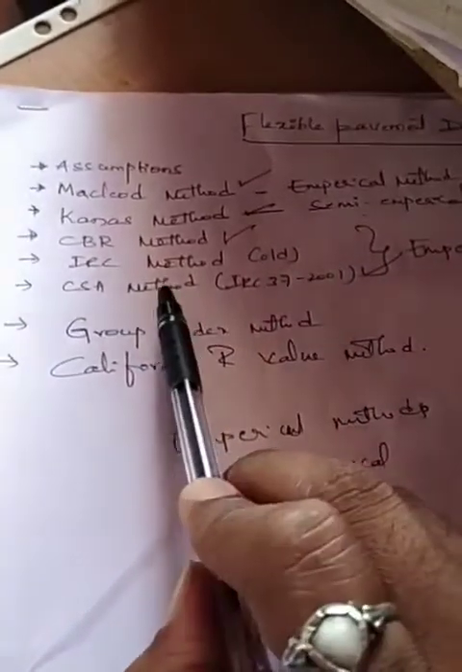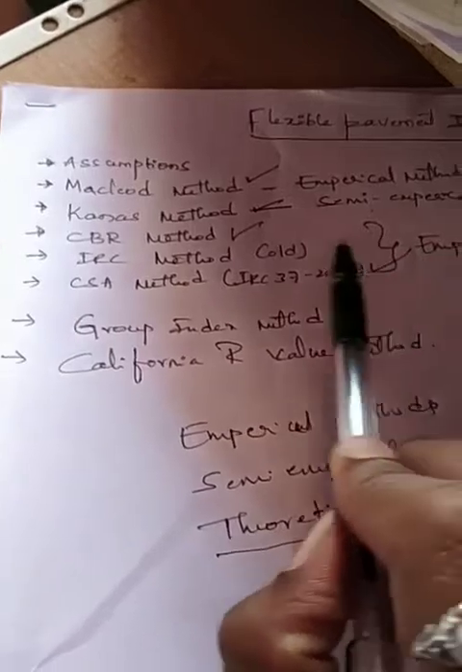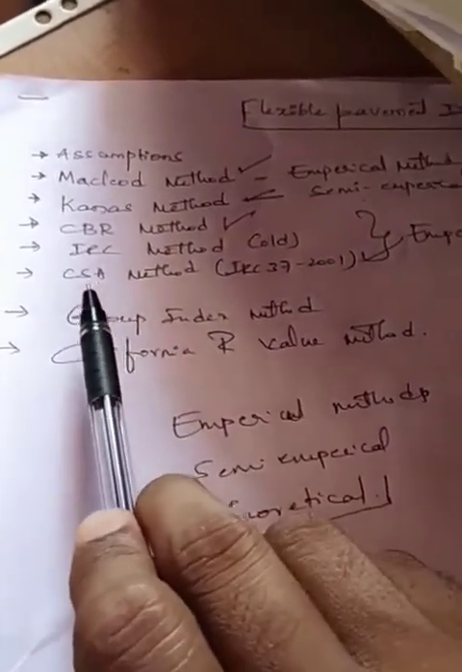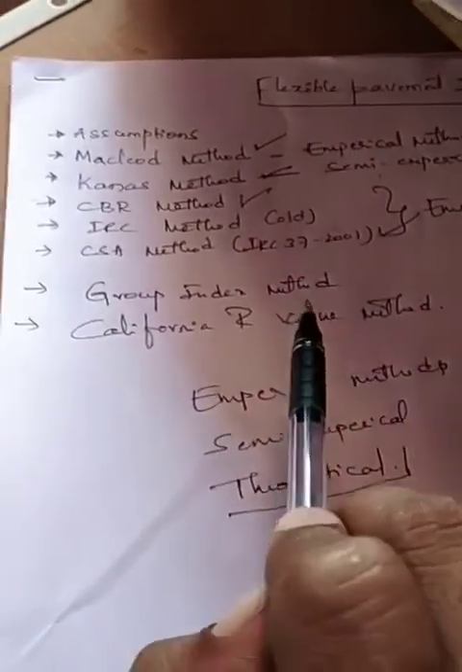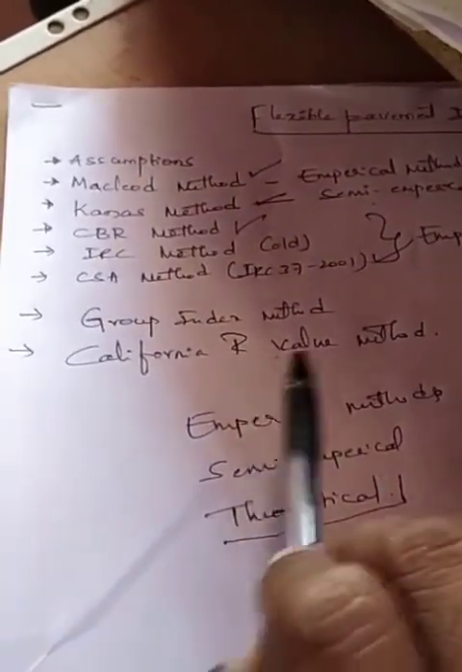Then we have the IRC method. With the help of IRC 37, we will be using it as a code of reference. Then we have the CSA method. These are the 5 methods that are there in your syllabus. Whereas the group index method is not in the syllabus, so I will not be discussing it. If you still want, you can go through the textbook, it is very easy. Then I have the California resistance value method. This is also not in our syllabus. So we'll start one by one, and the first one, we'll start with the Macleod method.